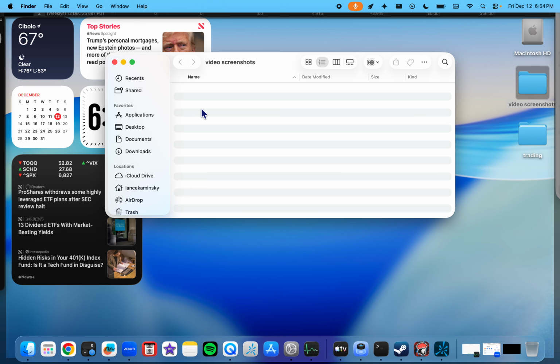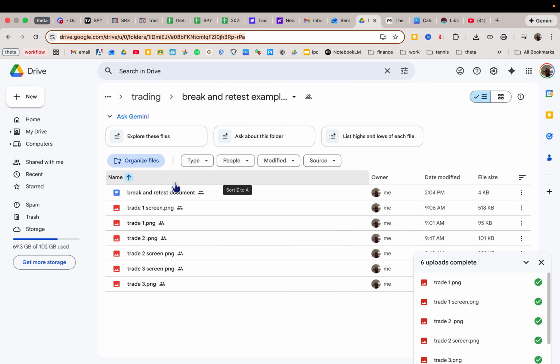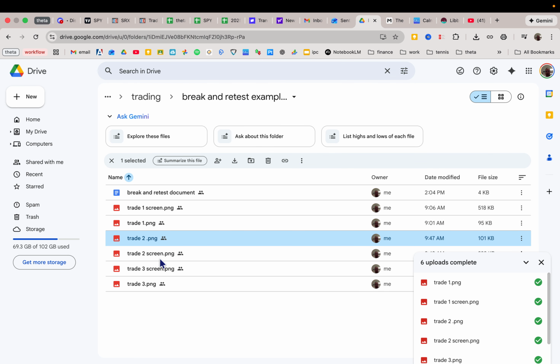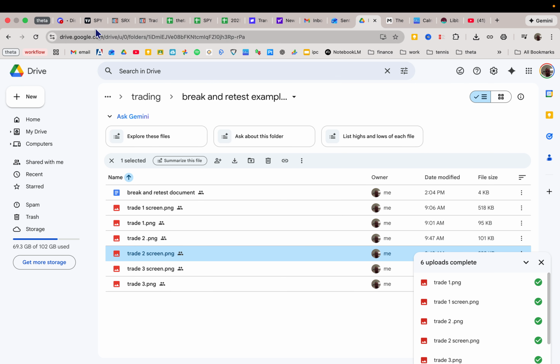Double check here. Oh, I got to check on Google. I'm not trying to make this video super long, but 1 point, yep, this was it. So yeah, I entered here, crossover alert below. Entered 3 trades, 1.39. I closed out two at 1.56. I had the runner on, and my runner stop loss was 1.45, a little higher than where I entered. If it kept going up, I could have made even more money. Stopped out at 1.45.